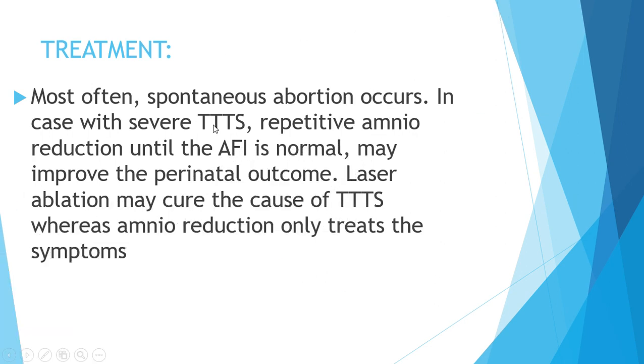These are the signs and symptoms of acute polyhydramnios. Treatment: most often spontaneous abortion occurs. In cases with severe twin-to-twin transfusion syndrome, repetitive amnio reduction until the AFI is normal should be done and may improve the perinatal outcome. Fetal laser ablation may cure the cause of twin-to-twin transfusion syndrome, whereas amnio reduction only treats the symptoms. So laser ablation can be done.